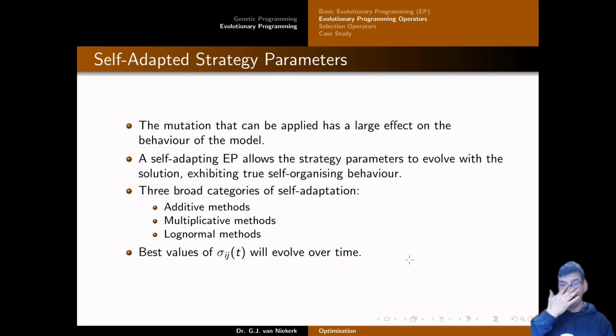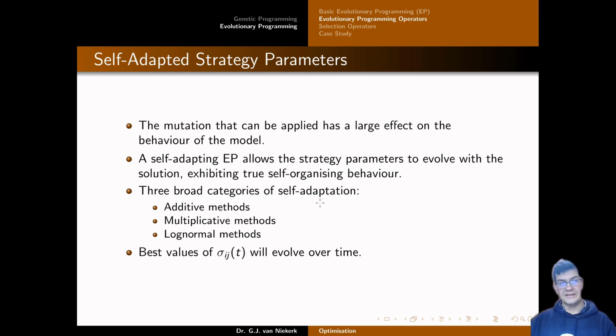Okay, so as we've seen, mutation has a large effect on the behavior of the model, because that's the only thing that modifies the individual. Now, self-adaptive evolutionary programming allows the strategy parameters to evolve with the solution. And this exhibits true self-organizing behavior. It's actually amazing to see how well this works.